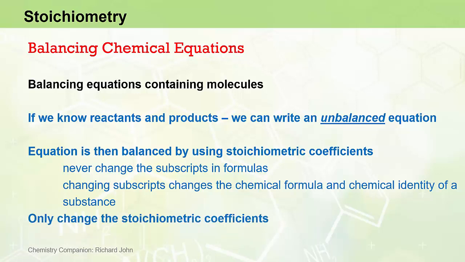So the only way we can balance a chemical equation, once we've got the correct chemical formulas written in place, is to change the stoichiometric coefficients, those big numbers at the front of each substance.